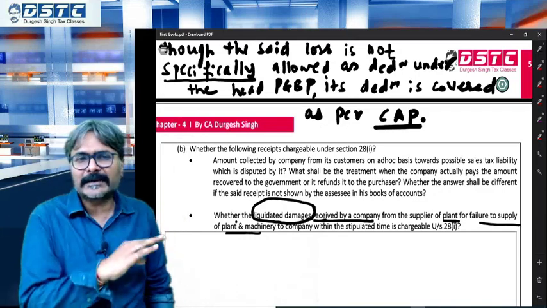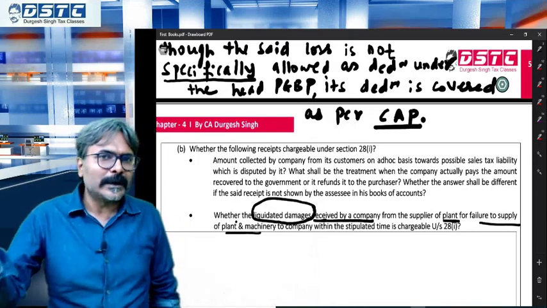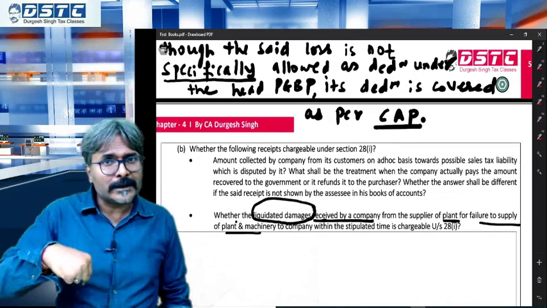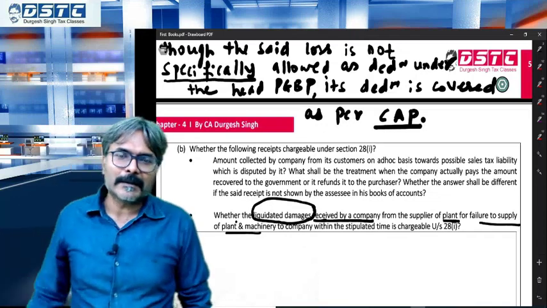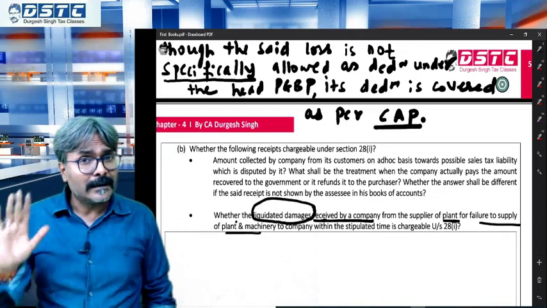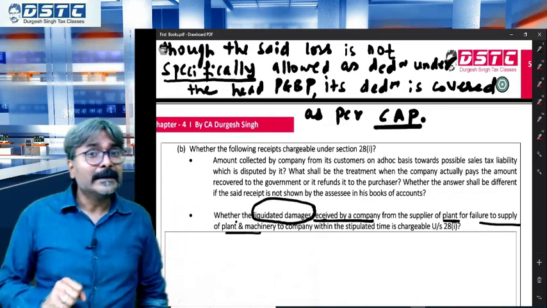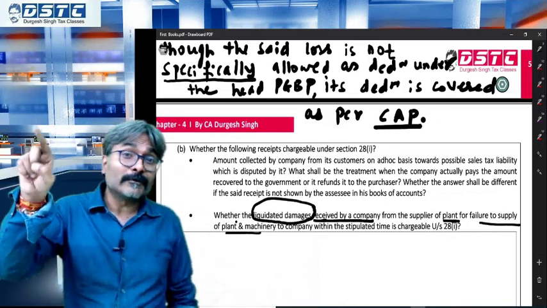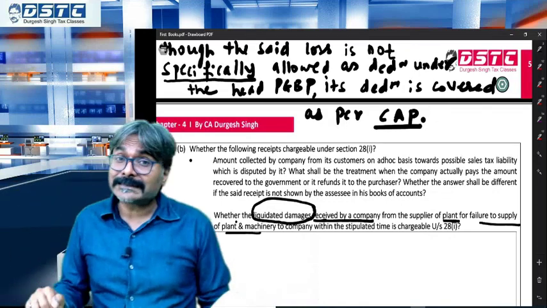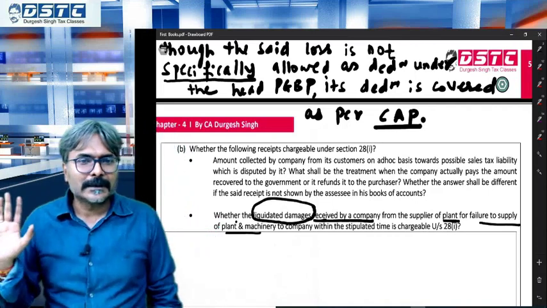In the same example which I gave you on the previous page, I being the customer went to the supplier, I gave the advance, and it was because of my default that the supplier forfeited that advance money. In this case, it is because of the default of the supplier that the supplier is giving me the liquidated damages.